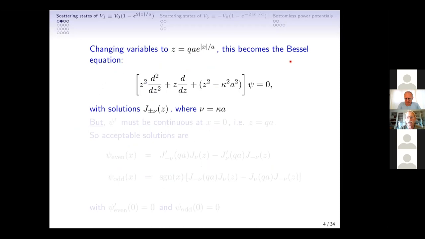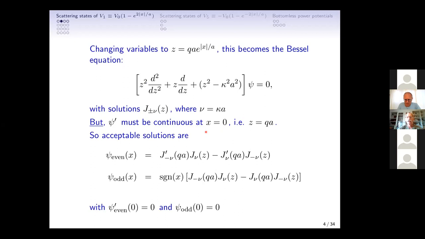The solutions to the Bessel equation are Bessel J plus or minus nu, where nu is kappa A, and kappa is related to the energy. Those are the solutions, and these are scattering solutions essentially, but we have to apply the boundary conditions. Because the potential is not analytic, it changes at x equals zero, so we have to apply boundary conditions at x equals zero, namely psi must be continuous, but also psi prime.